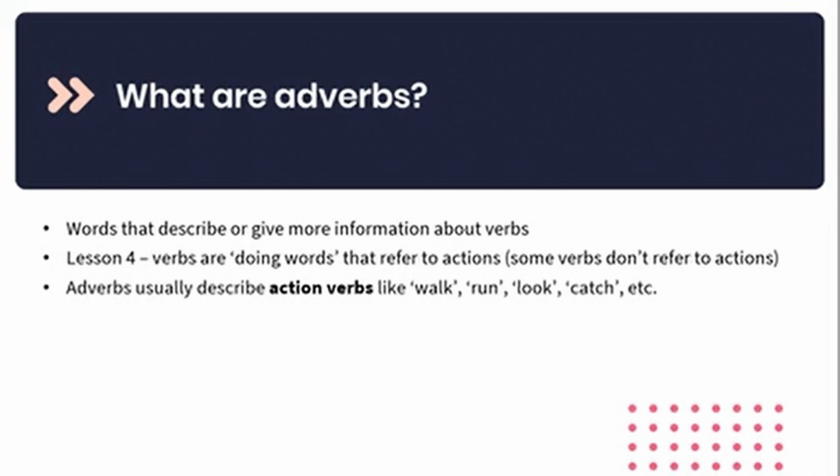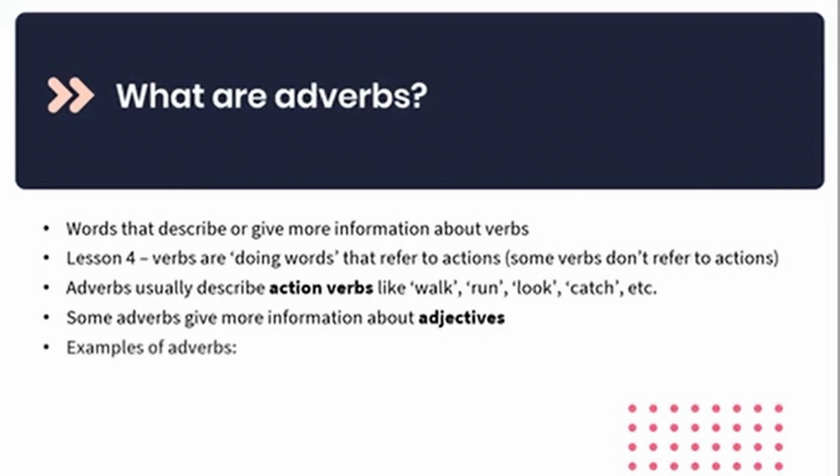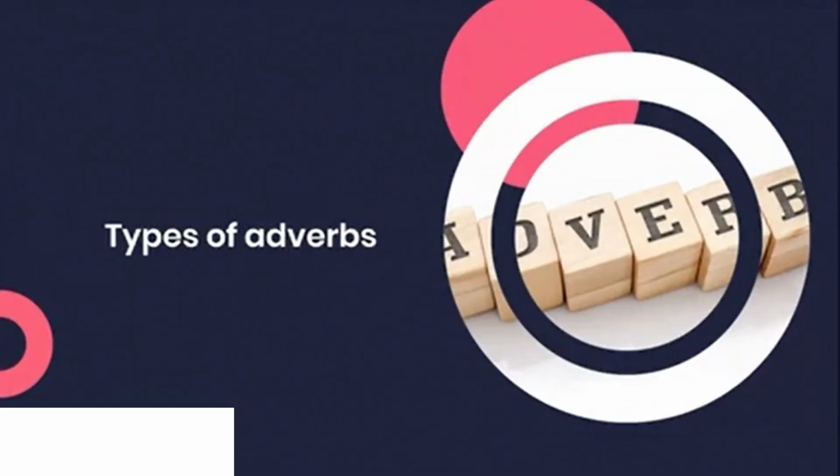Now, adverbs are usually used to describe only action verbs. For example, walk, run, look, catch, and so on. So adverbs give more information about these types of verbs. Some adverbs also give more information about adjectives that we just learned about. Some examples of adverbs are slowly, happily, fairly, never, rarely, and so on. There are several different types of adverbs.